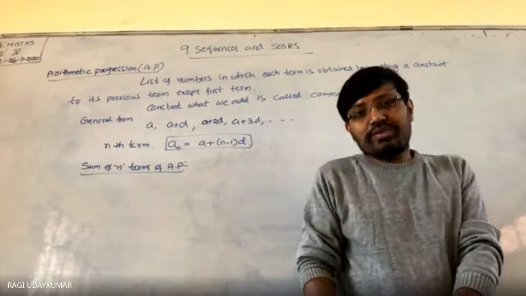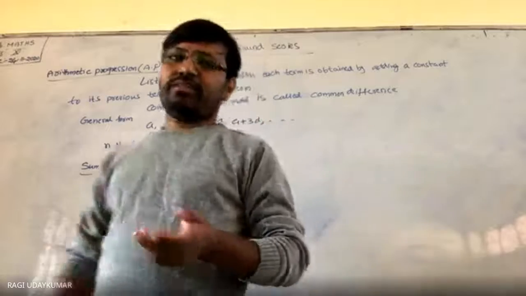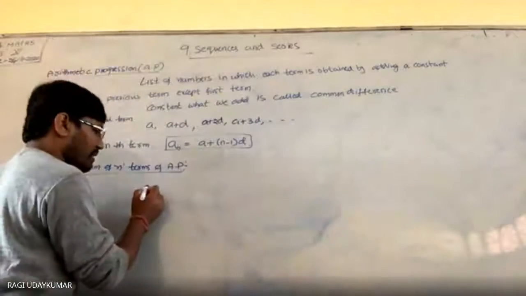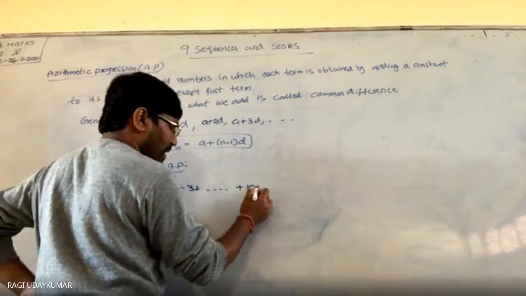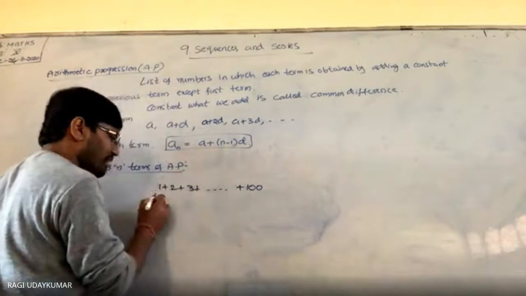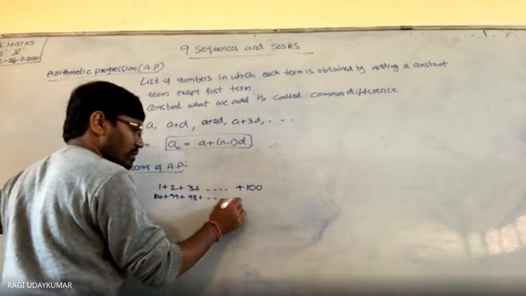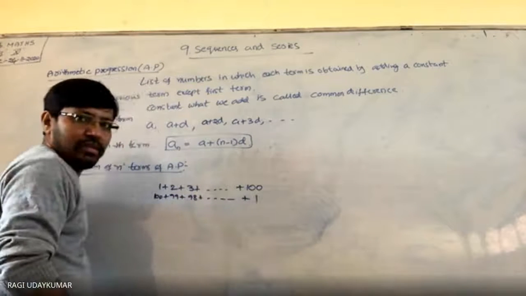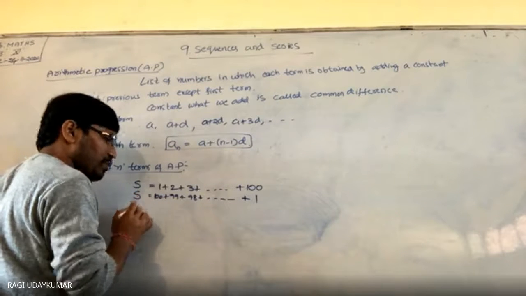But one student took this sum in a different way. He took the sum as 1 plus 2 plus 3 and so on till 100. Then he wrote the same sum in reverse: 100, 99, 98 and so on till 1. This is also considered as one sum, and you are going to get the same value.